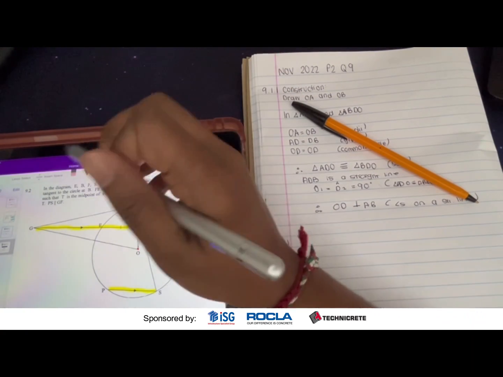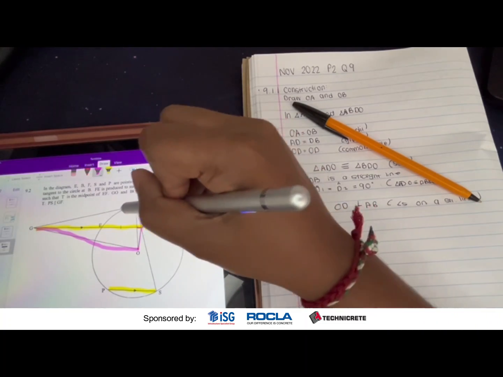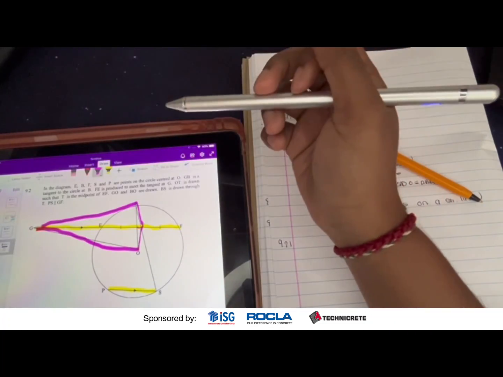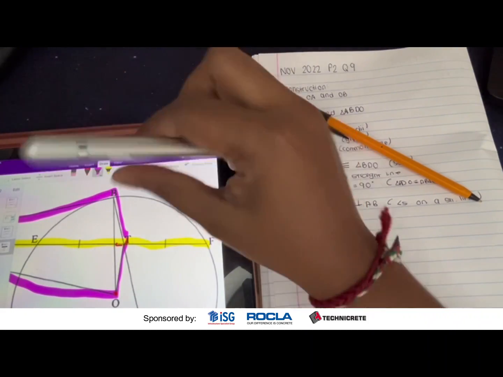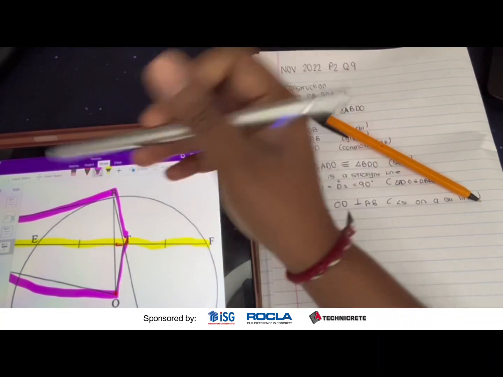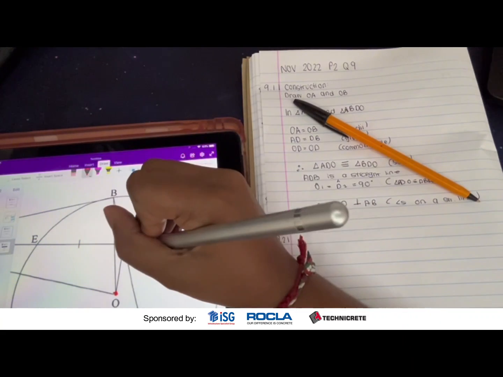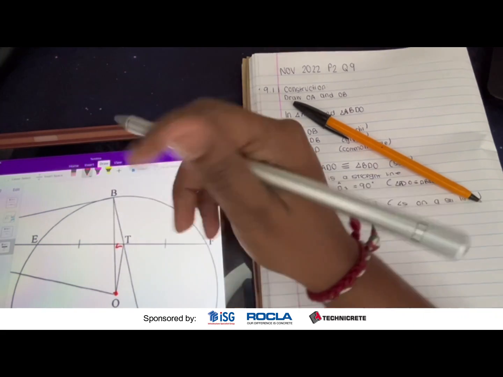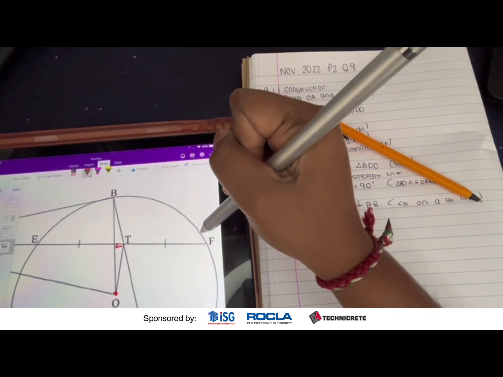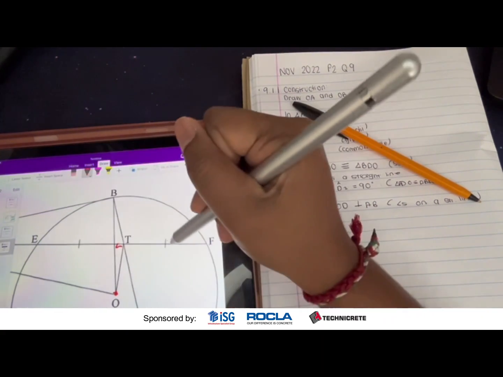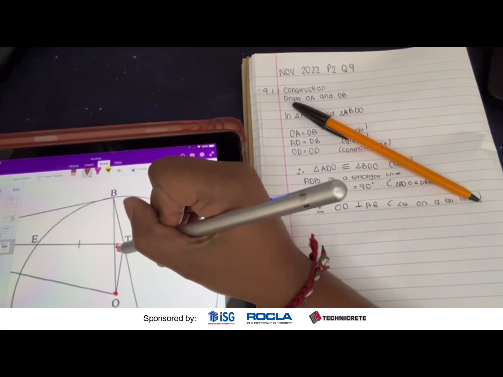Let's also highlight what we're proving. We're proving that OTBJ is a cyclic quad. Okay. And I just said, if we can zoom in here, I said that this angle T here is 90 degrees. And why do we know that? Because the radius is coming to this midpoint of the chord. We know that ET and TF is equal. Then this angle here is 90.